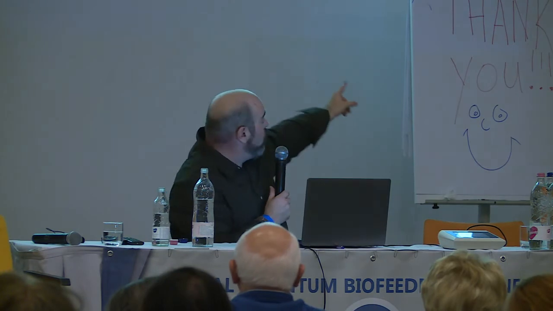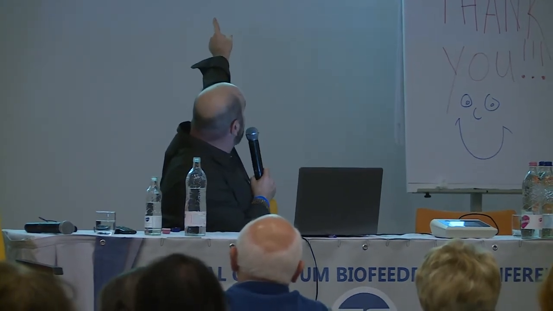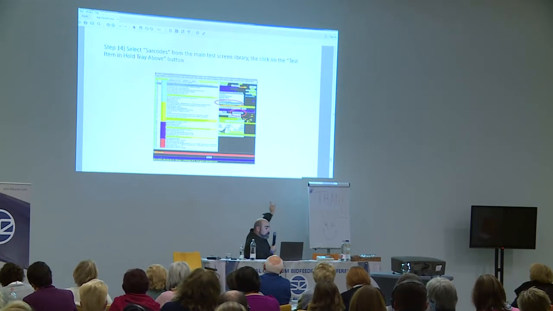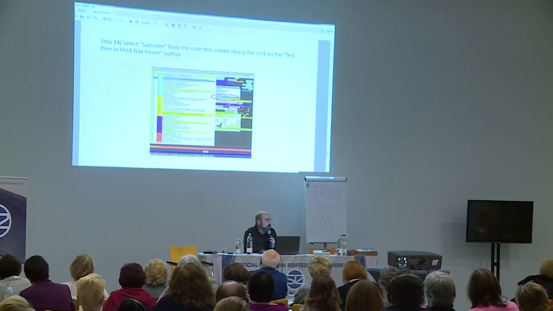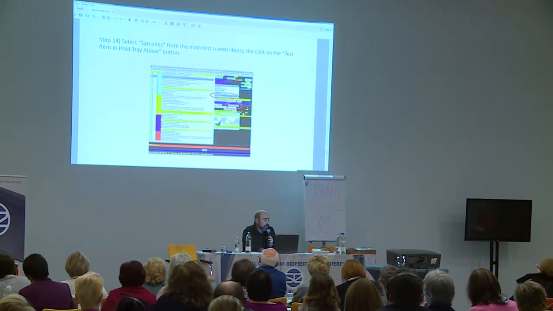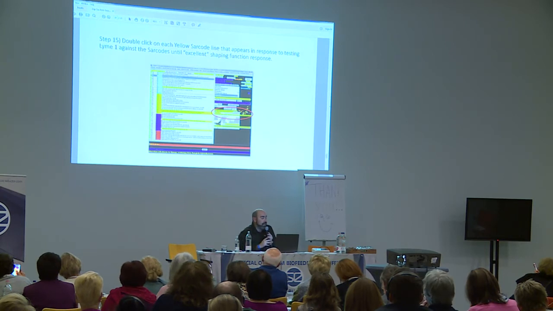Then what we're going to do is test item in hold tray above. Essentially what we're doing is we're taking Lyme 1, we're challenging it against the SAR code, against the organ, and we're really asking the question of the body, where are you and what do you need to be cleared? The body will then respond, as all of us know, with the additional yellow items which will appear underneath the white hold tray. And each one of those you will double click on, treating each until you achieve shaping function excellent for each. See, the yellow guys right there.